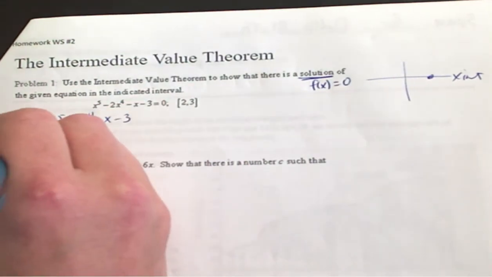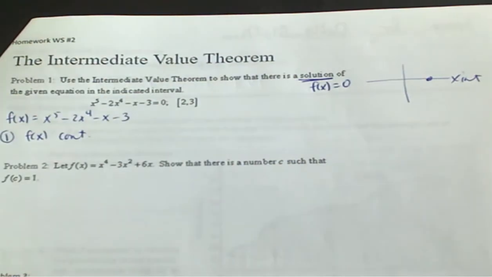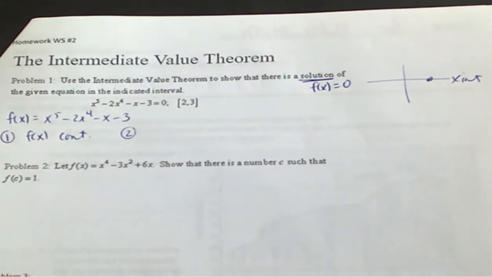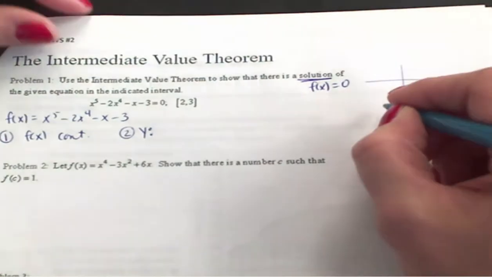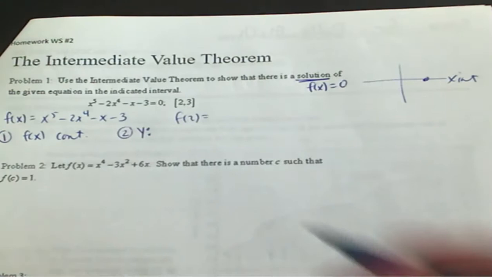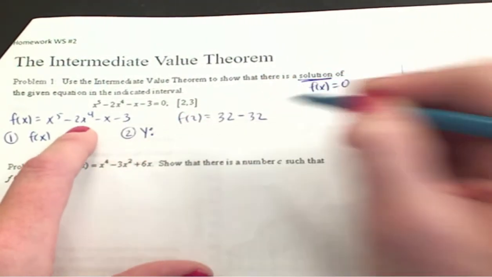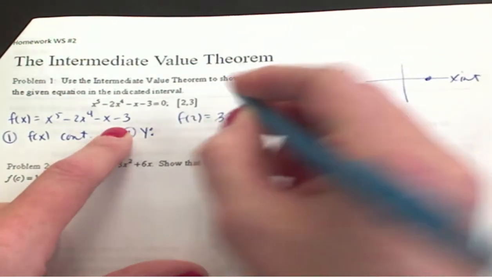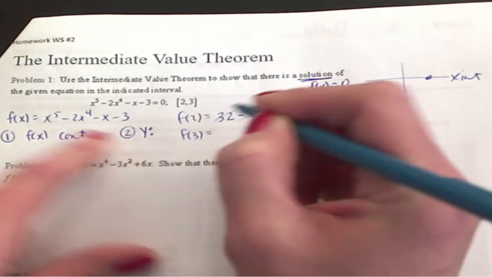So the first thing I have to say is f of x is continuous. It's a polynomial. It's continuous. The second thing I have to do is compare the y coordinates. That might take a little bit of work here. F of 2 equals 32 minus 32 minus 2 minus 3. So equals negative 5.